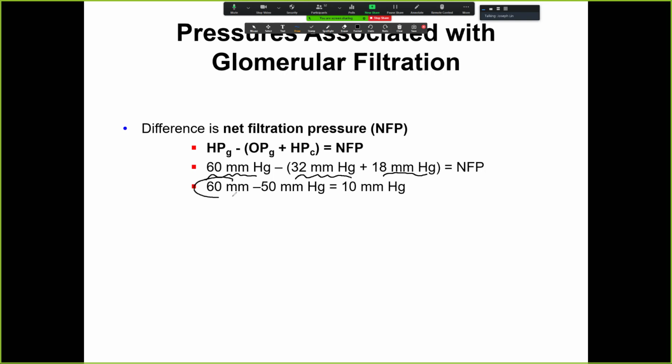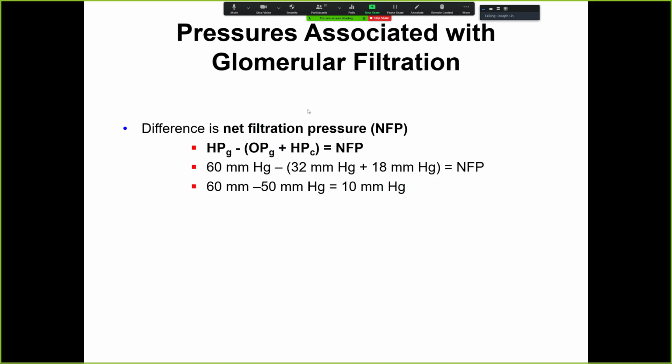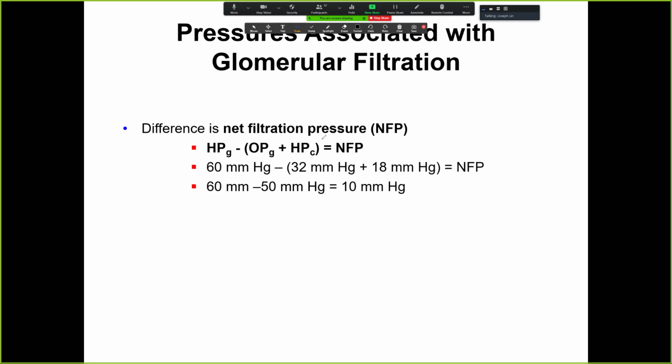So it's a big number minus a small number. You still get a positive value. The problem with this is if you have a patient that comes in and they have a gigantic osmotic pressure, let's say there are so many proteins being trapped in the system, or something is absurdly wrong, the blood pressure is super low, where it's a small number minus a big number, and you get a negative value, then that means the kidneys are not working anymore.